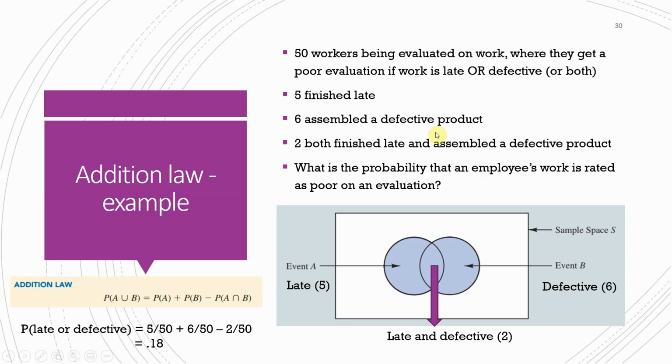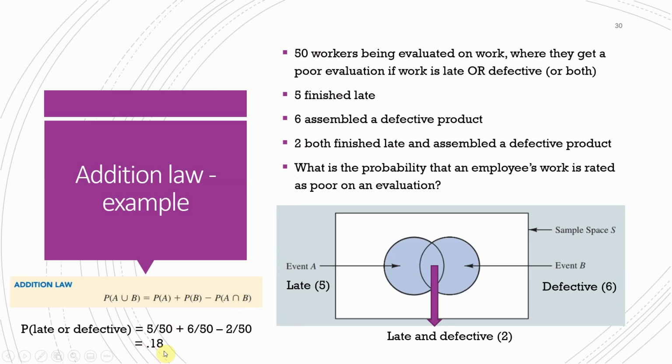So how can you get rated as poor? Being late, defective, or both. So what do we want to do? We want to add all of those probabilities together. The probability of A would be 5 out of 50, plus the probability of B, defective product, would be 6 out of 50. But then remember, we've got to subtract some of that overlapping area. So what's the probability of both A and B? Well, it's 2 out of 50.